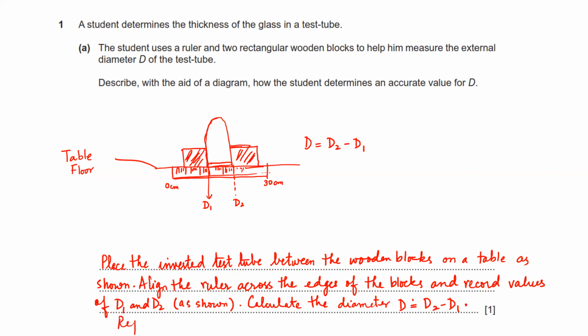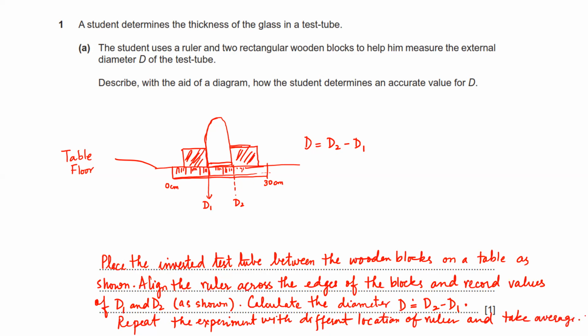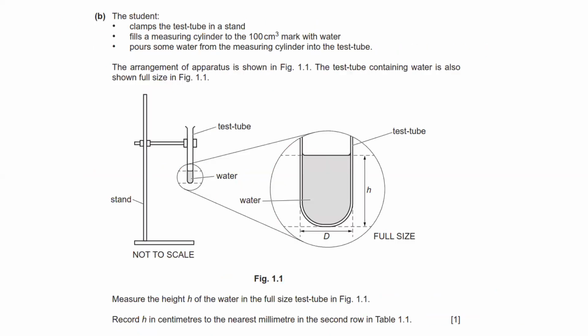Then repeat the experiment with different positions of the ruler and take the average. This will help you determine a good and accurate value of the diameter.